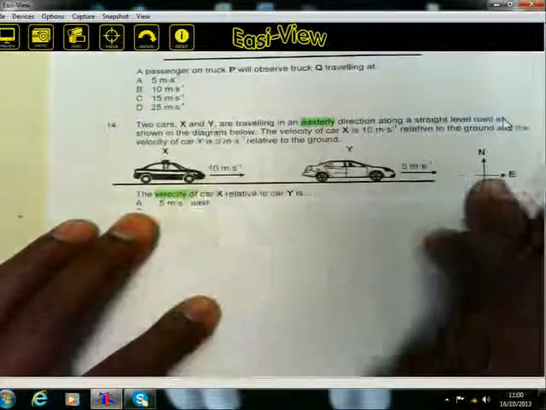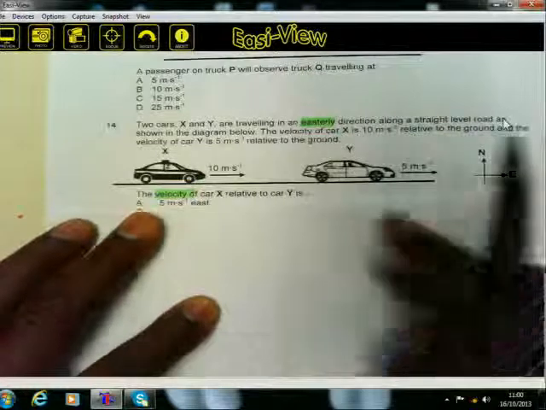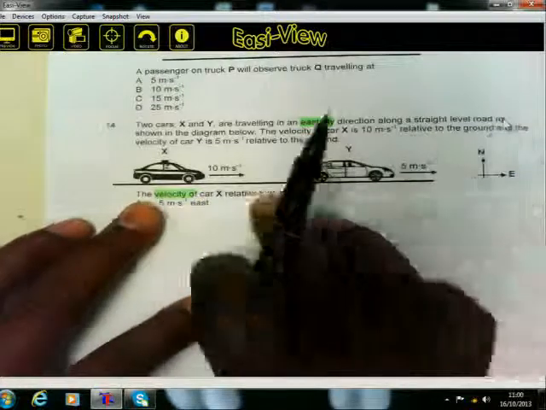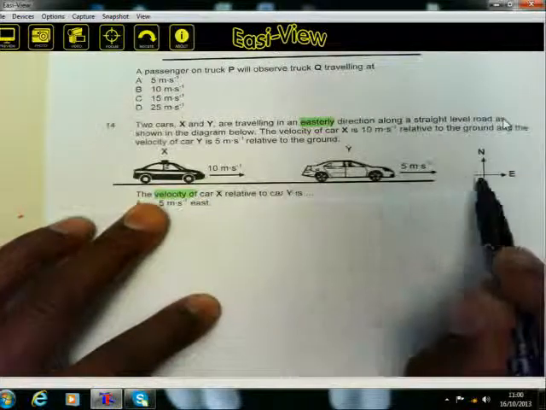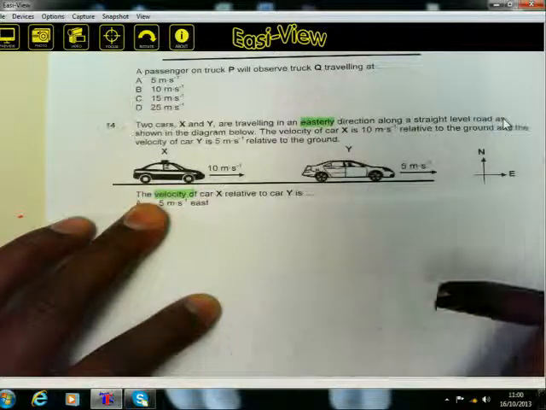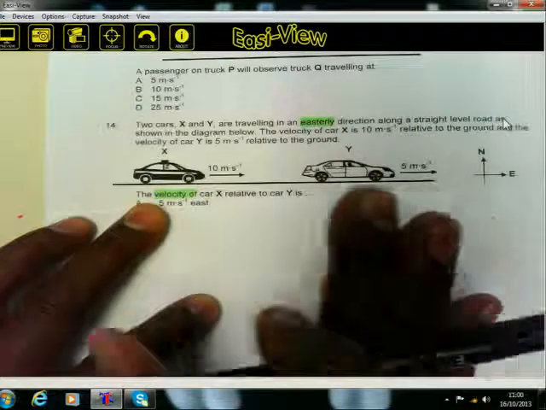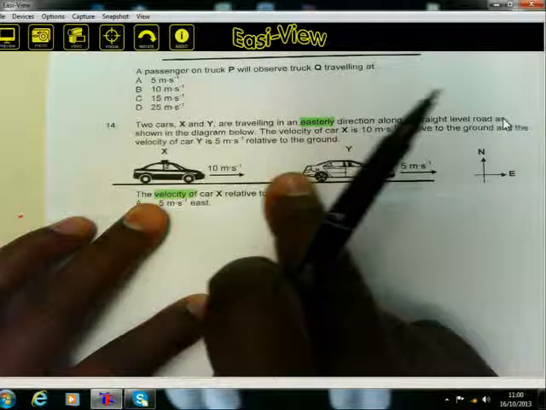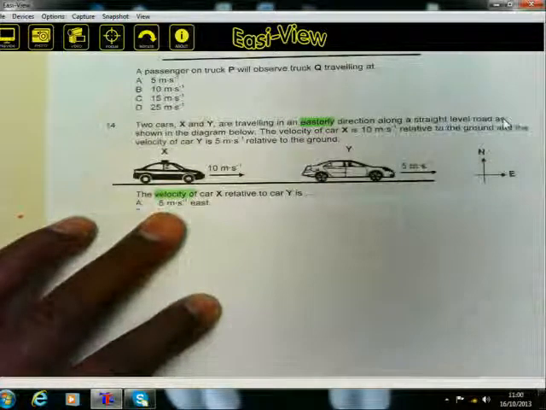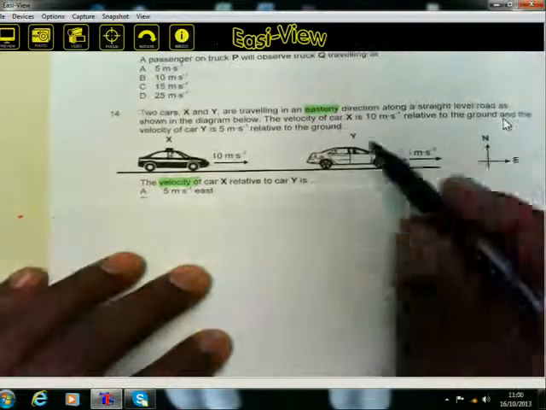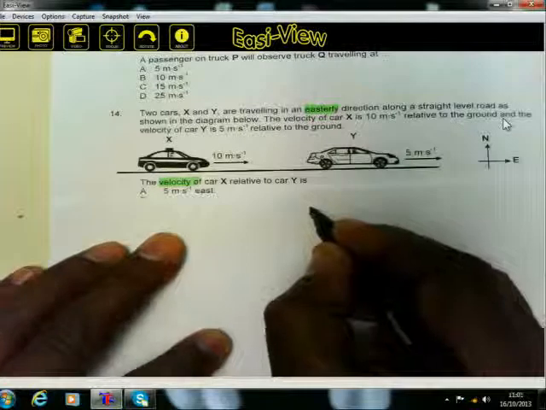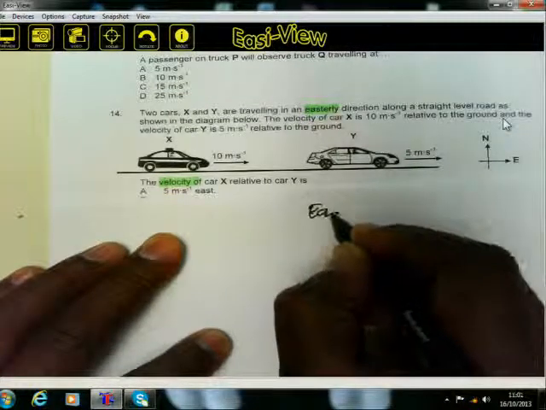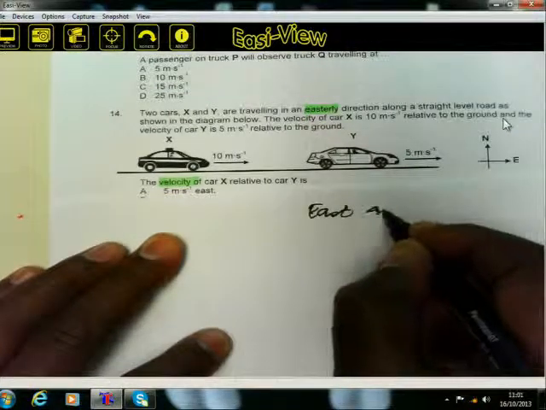So these cars are moving in the same direction. I think if it is like this, then it's easier to choose the direction in which both cars move, because your velocities will be in the same direction. So we can choose east, take east as positive.